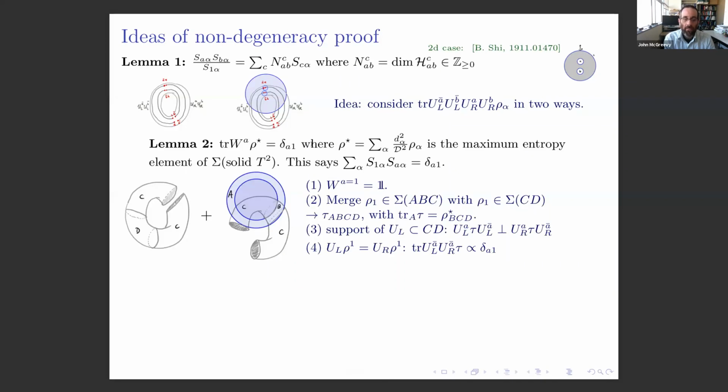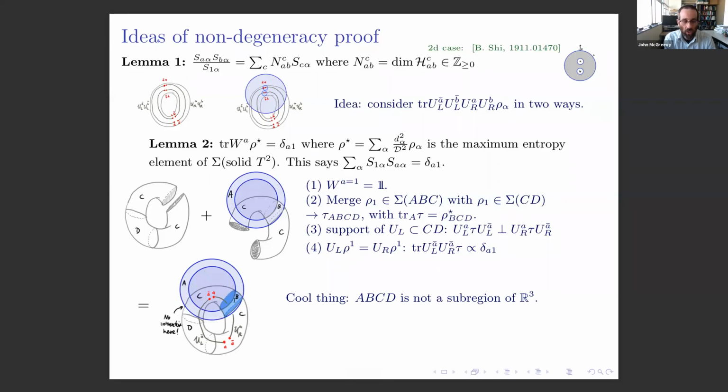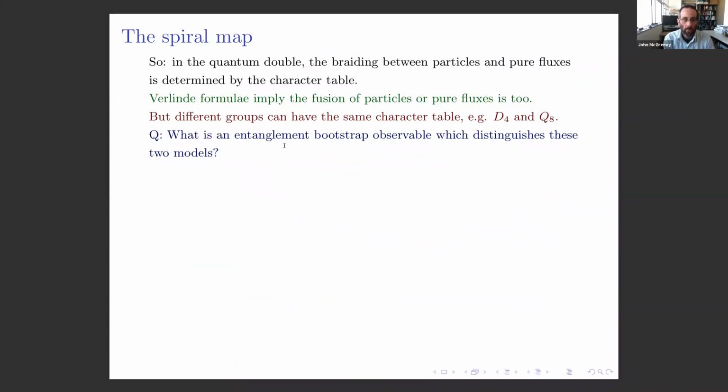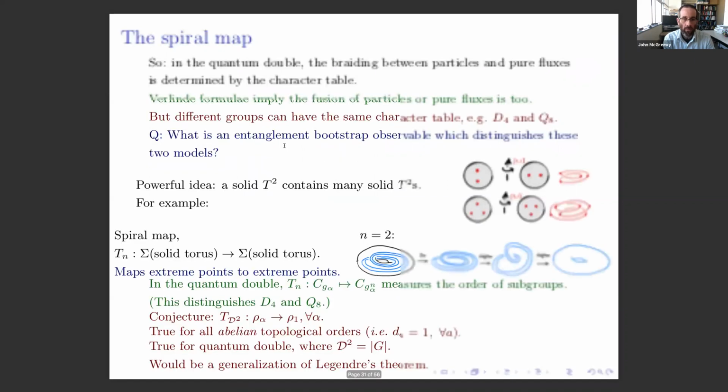And then the second fact is actually more interesting and crucial for showing that it's non-degenerate. It relies, okay, I won't explain the idea except to say that it involves the use of a region which merges together this solid torus and this sphere shell in such a way that they intersect only on part of what looks like their intersection. So this merged region ABCD is not actually a subregion of R3. It's something that you can't embed in ordinary space. And the existence of a global density matrix on this whole thing is the key idea in the proof that the S matrix is not degenerate. Okay, so maybe I'm going to skip this. Should I skip it? Okay, maybe I'll skip this.